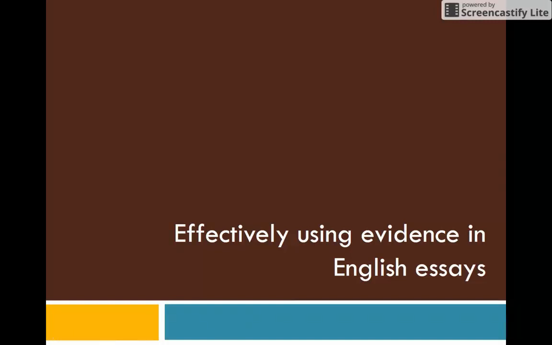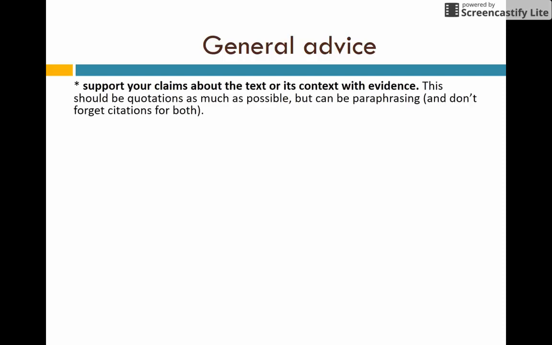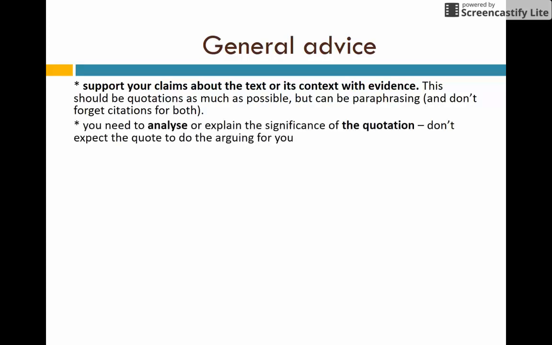Effectively using evidence in English essays. Now, some general advice first of all. You should always support your claims about the text or its context with evidence. So, this should be quotations as much as possible, but it can also be paraphrasing, and don't forget citations or in-text referencing for both of these.